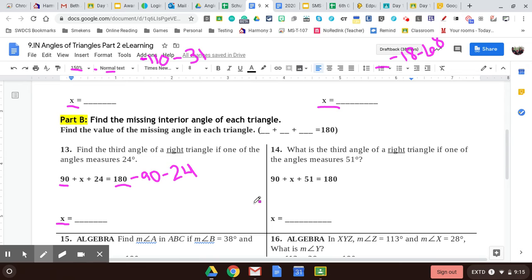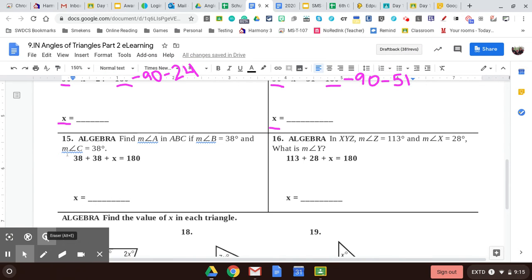Okay, another one that I'm going to help you with here. What is the third angle of a right angle? That's how I got 90. If one of the other angles is 51. So I start with my 180 and I subtract my other two angles. So 180 minus 90 minus 51. That is going to give me x. So what is x?